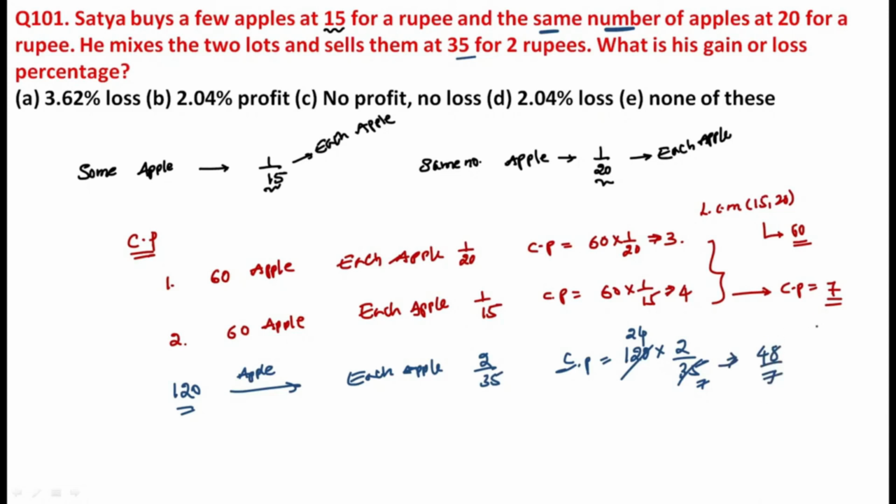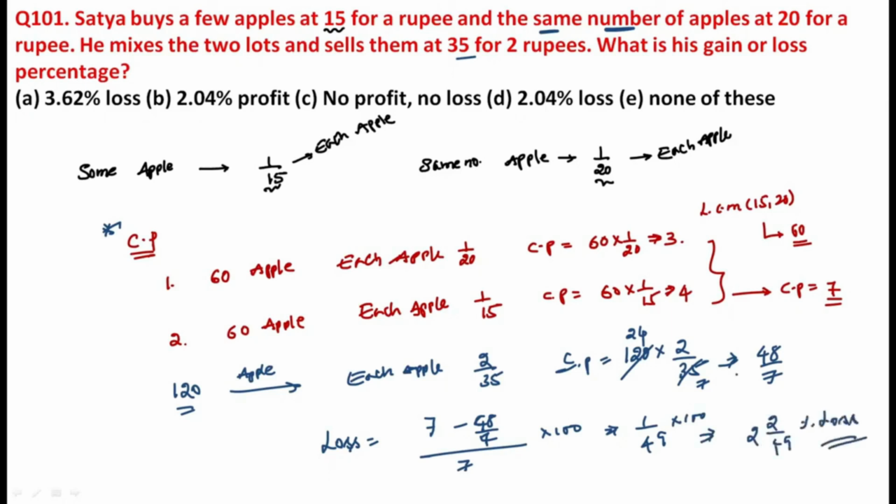Now you already know that, guys. 48 by 7 is definitely less than 7. It means the cost price is higher. If the cost price is higher, the answer is loss. What is the loss value here? Cost price minus selling price, divided by cost price, into 100. So you can get 1 by 49th of 100, which is 100 by 49 percent. Now your answer is a loss percentage of 2.04%.